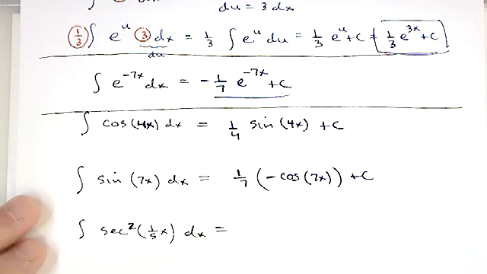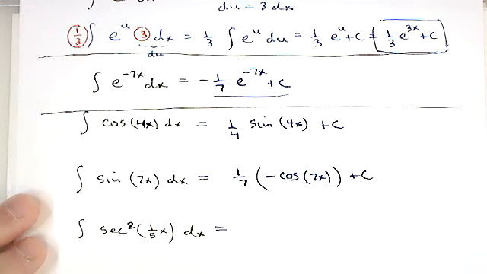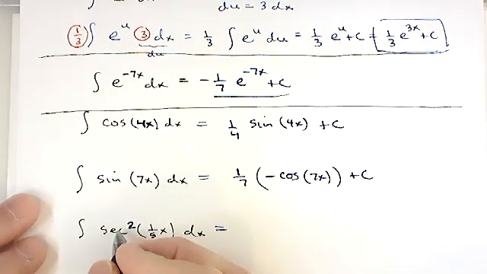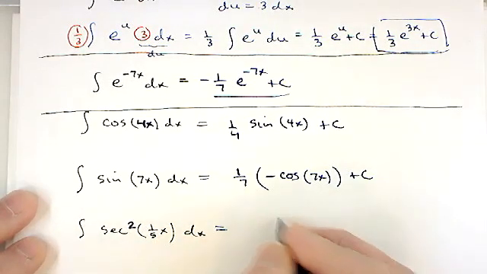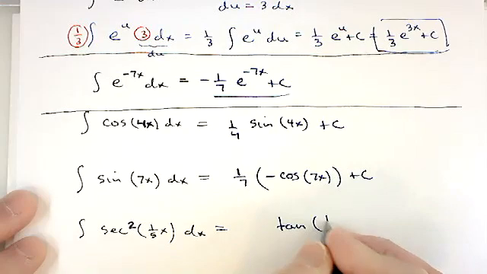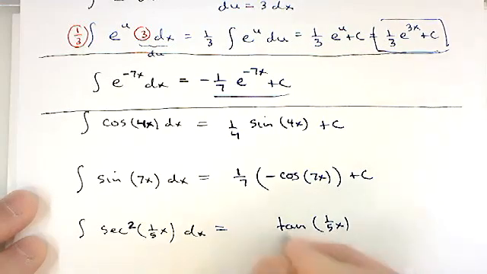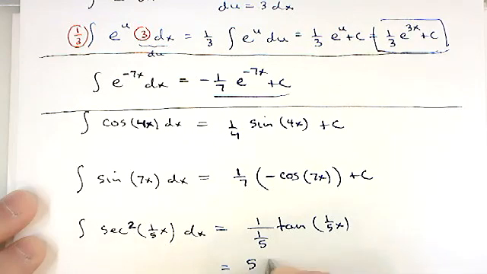Do you remember that would be tangent? That would be tangent. So if the antiderivative of secant squared x is tangent x, the antiderivative of secant squared 1/5 x is going to be tangent of 1/5 x, also divided by 1/5, or 1 over 1/5, right? Because that's what I've been doing here, but that's obviously going to just turn into a 5, isn't it? 5 tangent of 1/5 x.